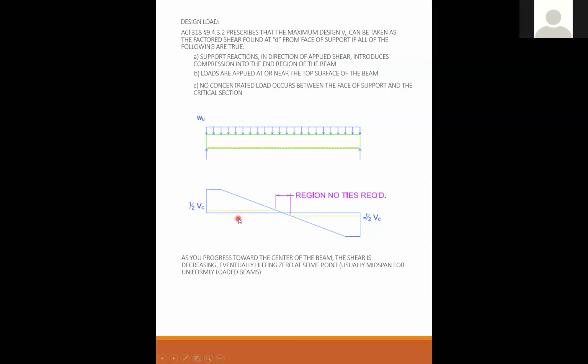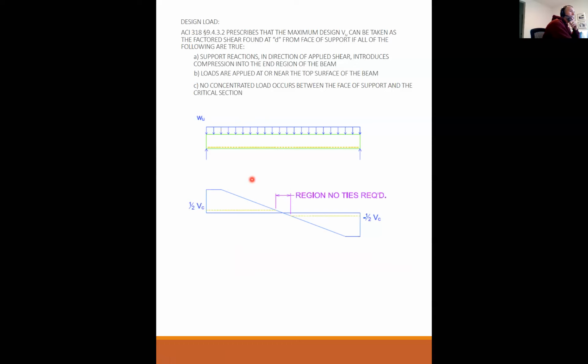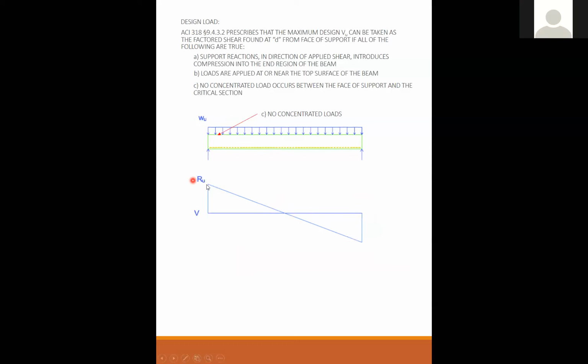Yeah, can you explain again why it's not linear? What I would think, just because it's a uniform load, the shear diagram is linear.